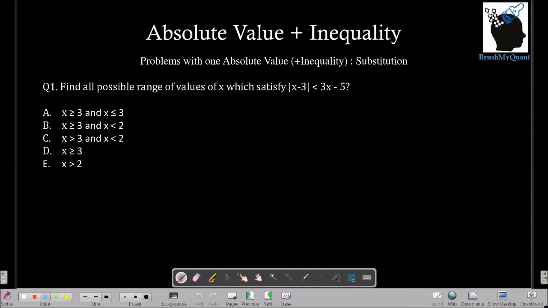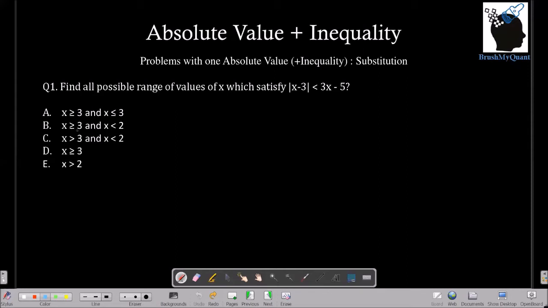Now in substitution what we do is we scan through the answer choices and see what are the values which you can substitute in this which can satisfy this absolute value. So let's take option number A. It says x is greater than or equal to 3 and x is less than or equal to 3. This actually looks dicey to me because it essentially covers the entire range. So I will skip this for now and I will continue to option number B.